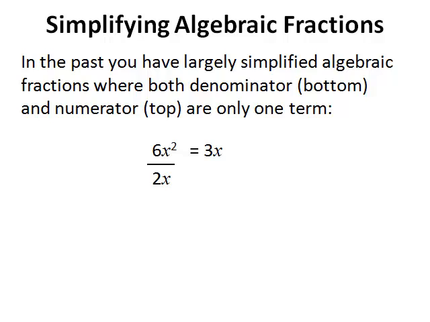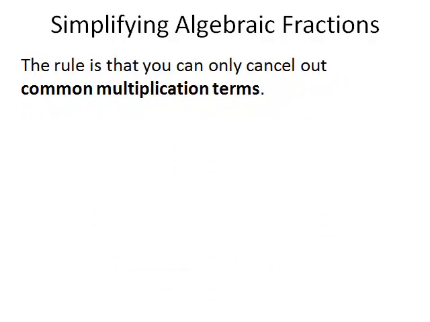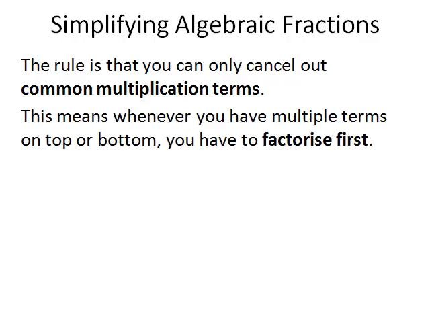What they'll expect you to do for achieved is to simplify ones with multiple terms on top and or bottom. So we have one like that, and we have to be able to quickly and efficiently simplify that to 3x plus 5. So how do we go about doing that? Well, this is the rule. You can only cancel out common multiplication terms. You can't just cancel out something that looks like something on the top line. You've got to have it as a multiplier, and that means you have to factorize it first.